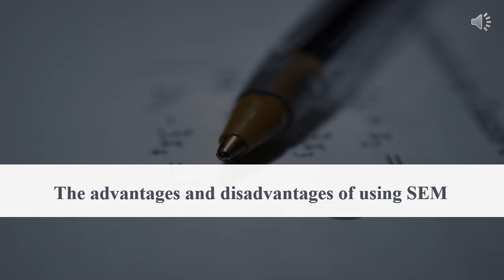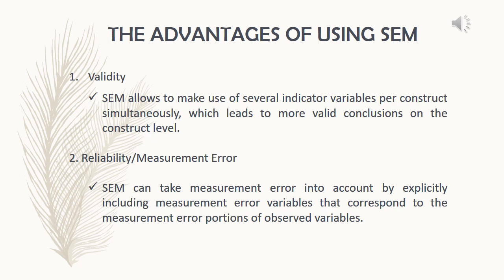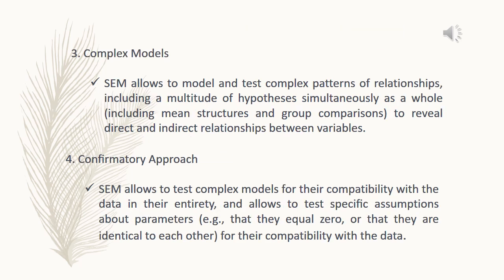Next we proceed with the advantages and disadvantages of using SEM. Firstly, we explore the advantages of using SEM. 1. Validity. SEM allows to make use of several indicator variables per construct simultaneously. 2. Reliability, measurement error. By explicitly including measurement error variables that correspond to the measurement error portions of observed variables. 3. Complex models. SEM allows to model and test complex patterns of relationships. 4. Confirmatory approach. SEM allows to test complex models for their compatibility with the data in their entirety.